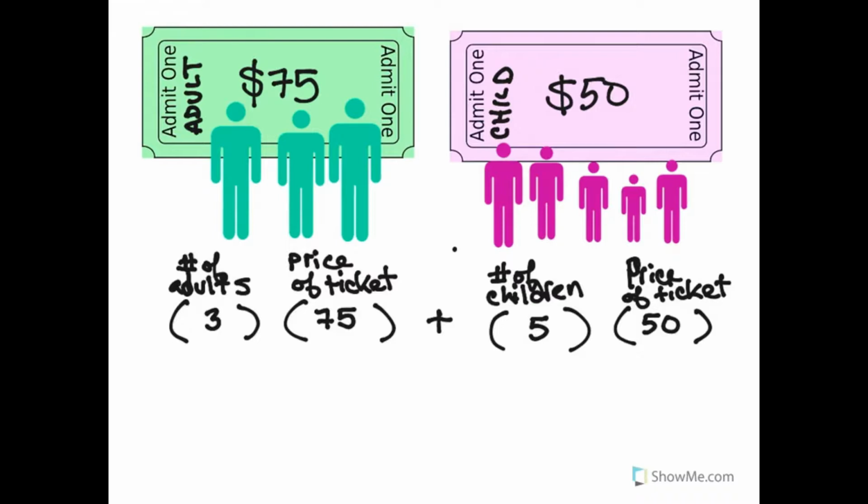3 times 75 is 225, and 5 times 50 is 250. These are prices in dollars, and if we add them together, we'll get the total price. It's going to cost this group $475.